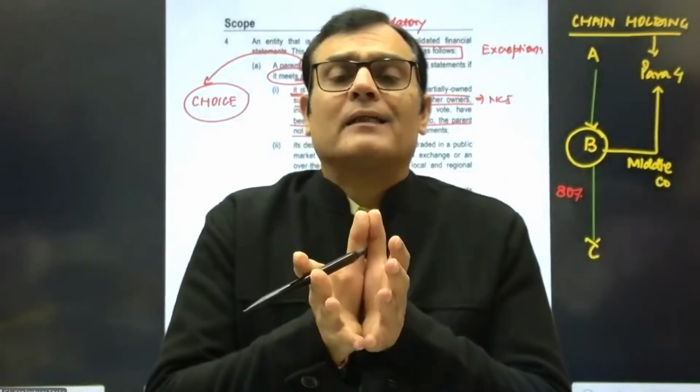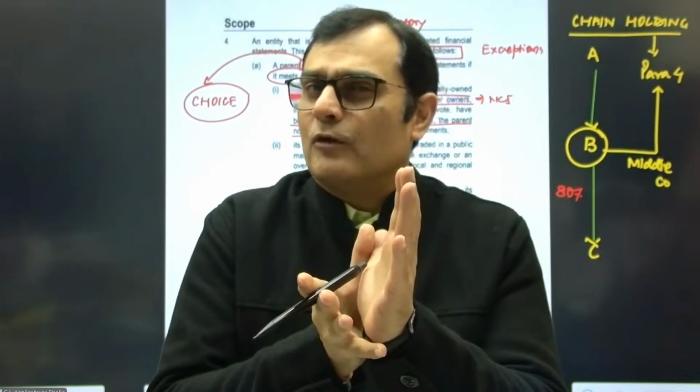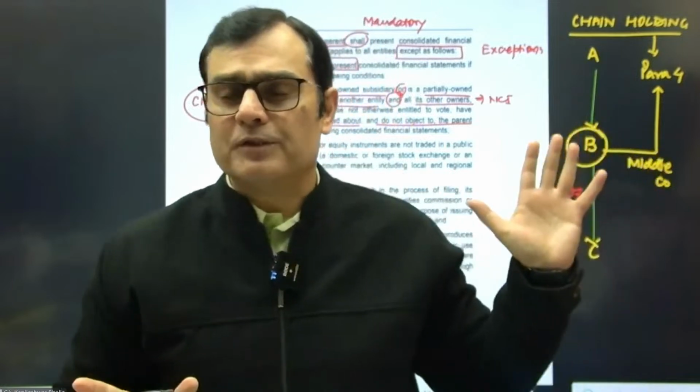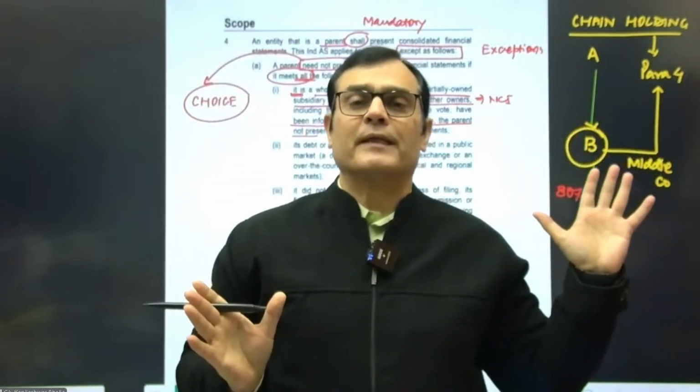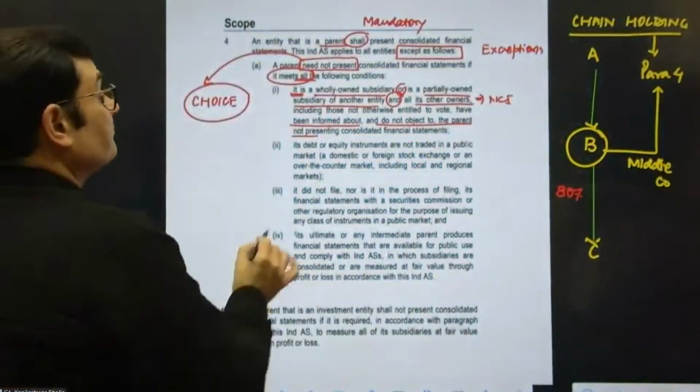If B is a partly owned subsidiary of A, let me see, is the NCI informed and they do not object to the fact that B does not prepare a console? My condition number one is met. I hope you got the point. Let's go to the next one.